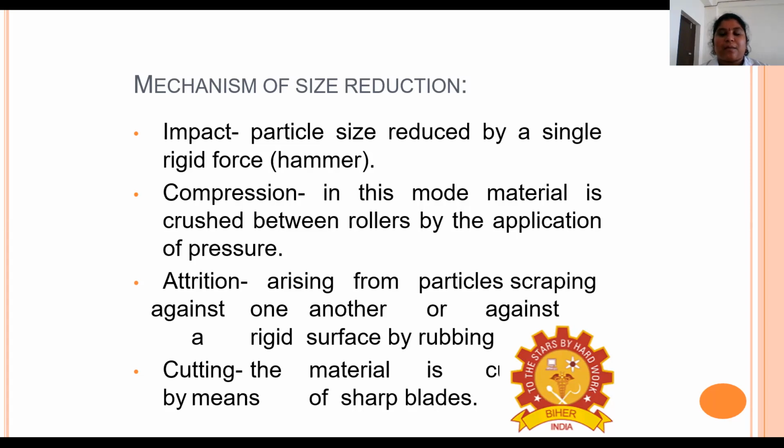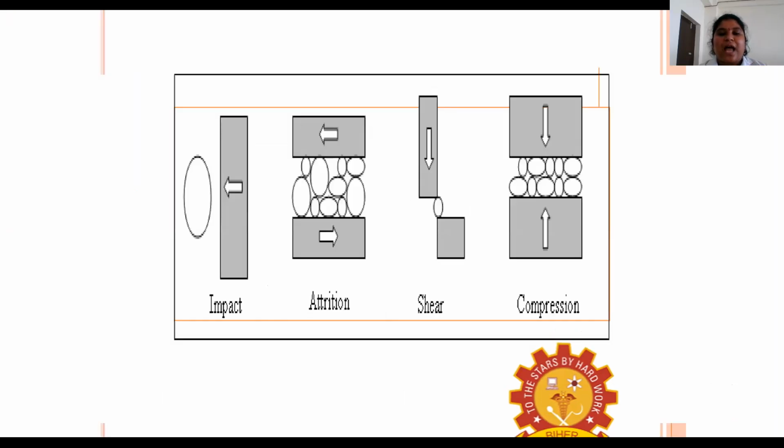Size reduction is nothing but reducing the size of the particle from the larger size to the desired smaller size. So that is how we will get it, by following one of these mechanisms. Then, in the diagrammatic representation, the solid particle is hitting the rigid surface. That only you will be calling as the impact. And then attrition means the particles are rolling over each other and hitting the surface. By that rolling also it is reducing the size.